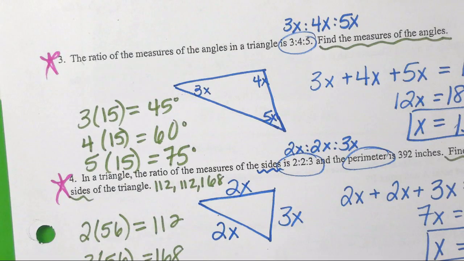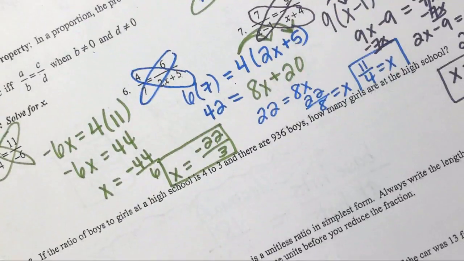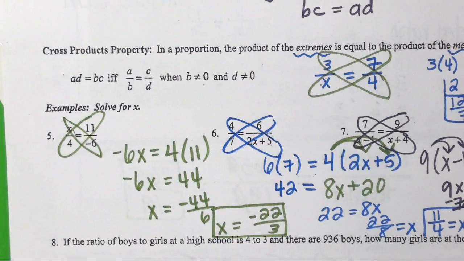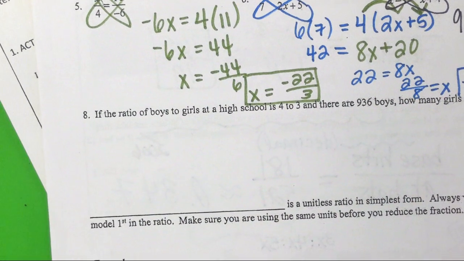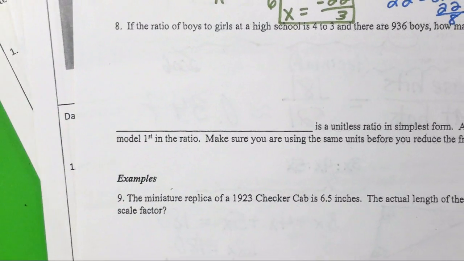So we talked about ratios yesterday. You know, I want it as a fraction. I want it in simplest form. We talked about proportions and cross multiplying. We all seemed great at that. We've just got to finish up the bottom of the notes.